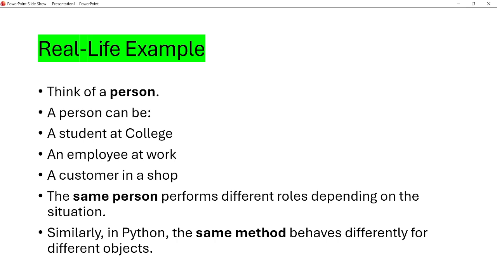So, a real example: think of a person who can be a student at a college, an employee at work, a customer in a shop. So there is a man who is a student in college, and when he comes to his workplace, he is an employee, and if he goes to a shop, then he is a customer of that shop. So the same person performs different roles depending on the situation. Similarly, in Python, the same method behaves differently for different objects.